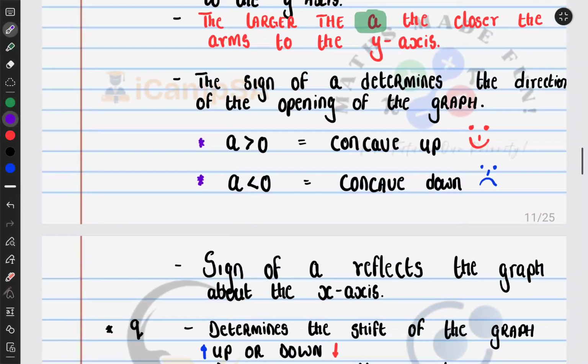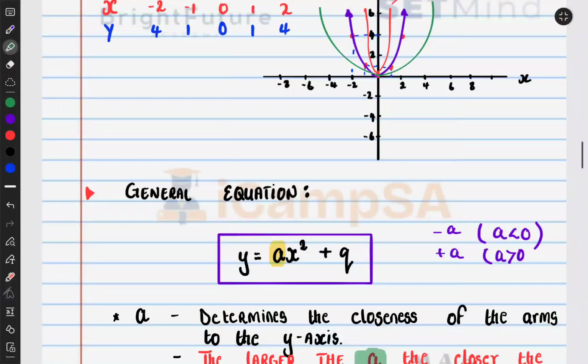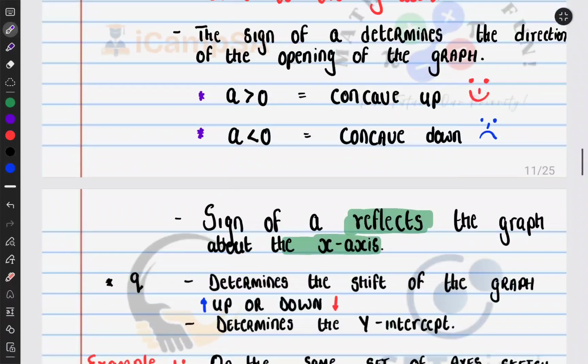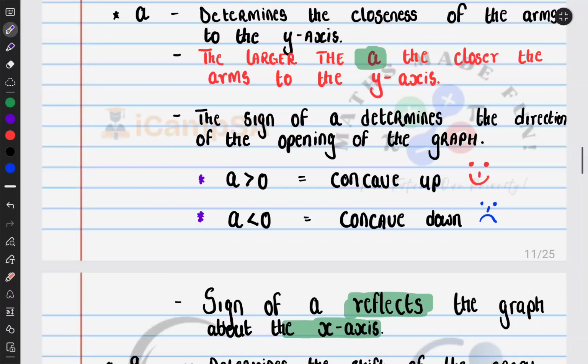If a is negative, it reflects the graph about the x-axis. So if we were to have a negative a for that purple function, the function will now be reflected about the x-axis, just like I've represented here. So that is what changing the sign of a does to the function. The sign of a reflects the graph about the x-axis.